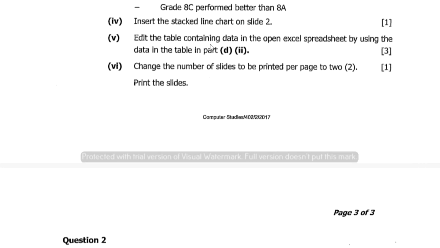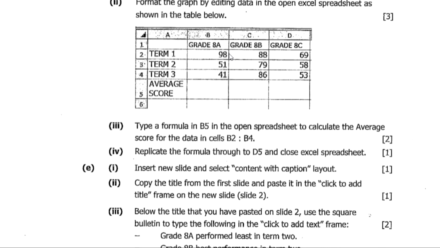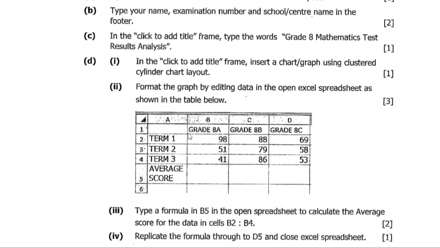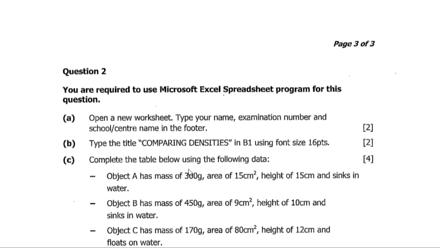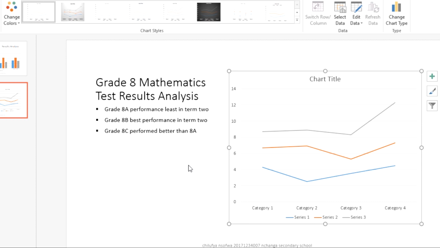Edit the table containing data in the open Excel spreadsheet by using the data in the table in part D2. So this is part D2. So we should use this data in part D2 to create the table. Okay. So this is what we are going to do.